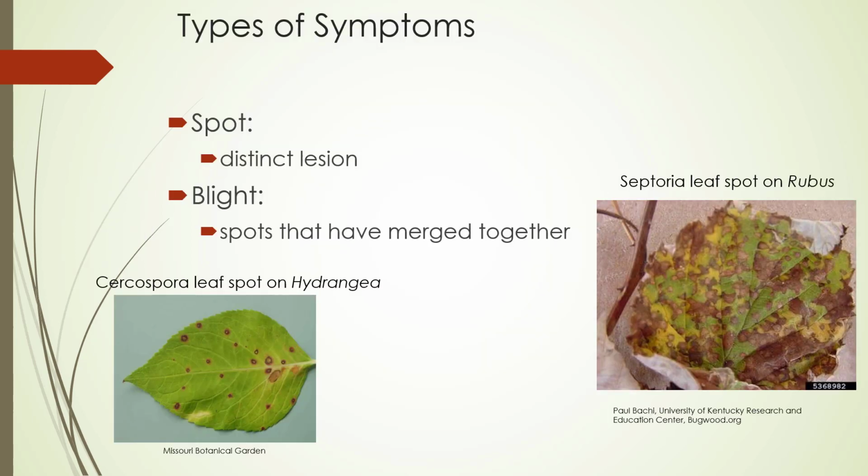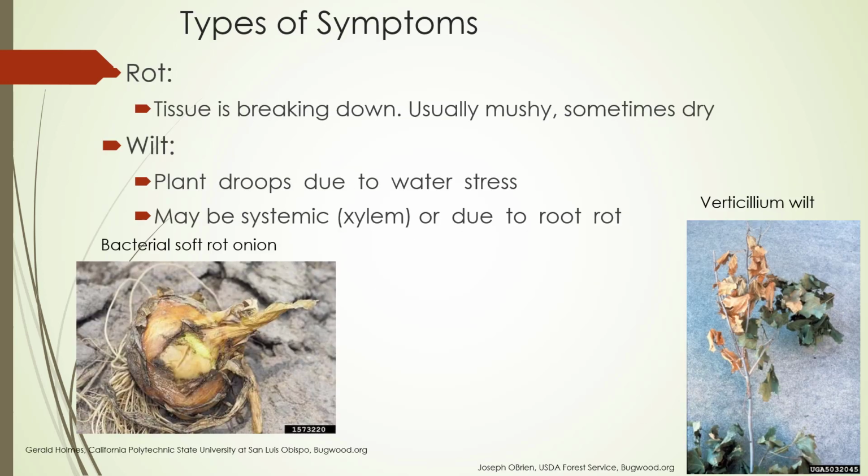So types of symptoms include things like spots. So that's a distinct lesion. We have a leaf spot here on hydrangea. Blight is when you've got these spots that have merged together. So here's Septoria leaf spot on rubus. Rot is tissue breaking down, usually mushy, sometimes dry. And wilt is when a plant droops due to water stress. It may be systemic or due to root rot.